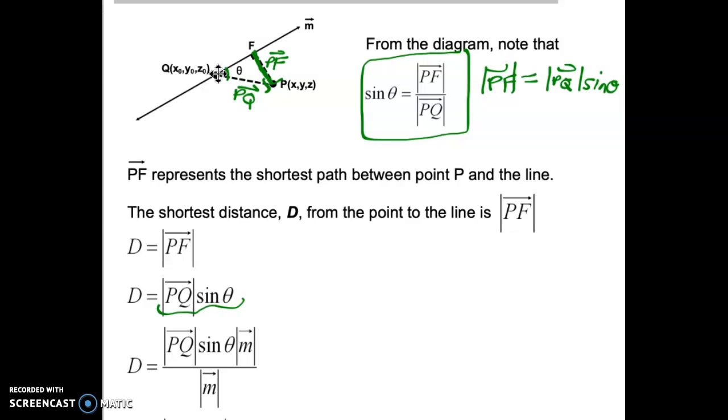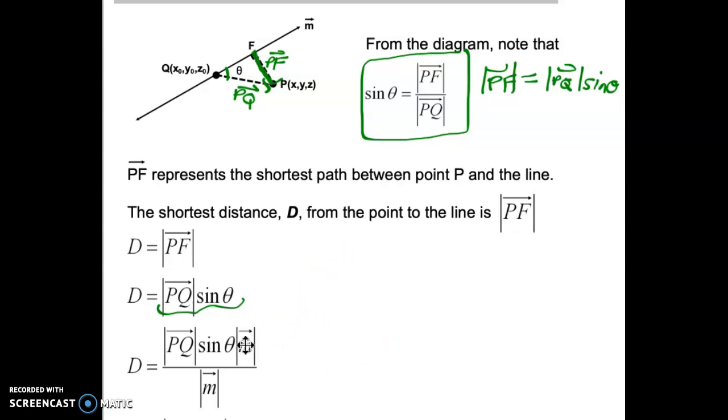So if we were going to find the cross product between vector PQ and another vector, that other vector would be m, because m is the direction vector of our line. And if we think about why we're dealing with cross product, it kind of makes sense, because cross product gets you a perpendicular vector, right? And distance, it's perpendicular to the line.